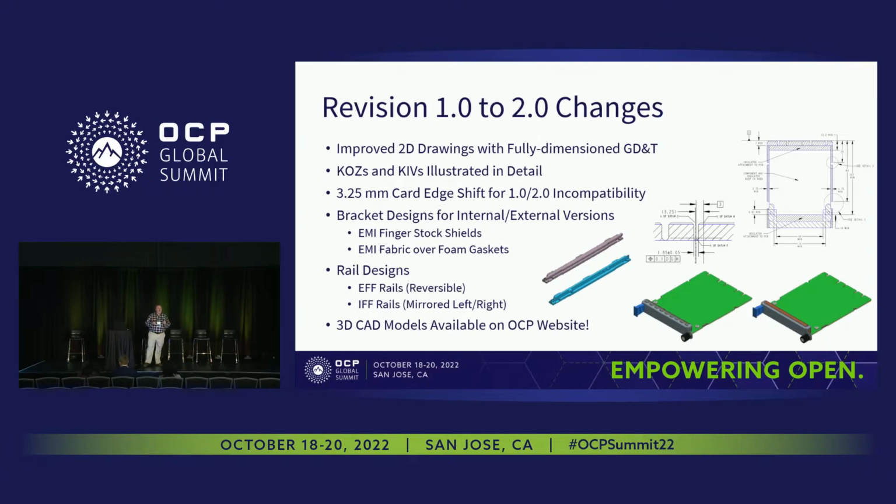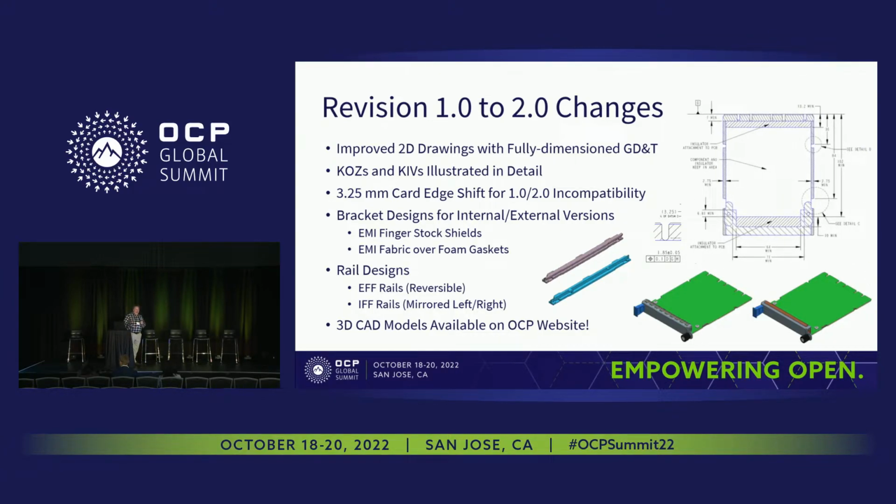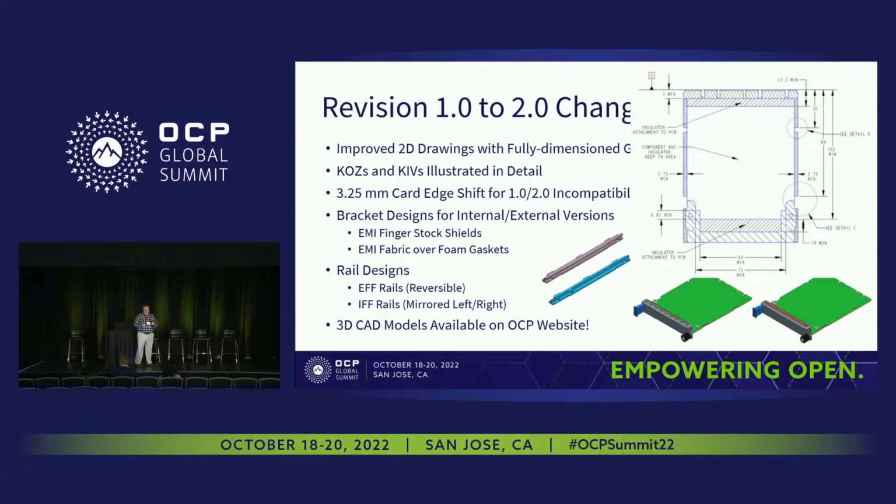So what changed between revision 1.0 and 2.0? First off, we had a lot of improved 2D drawings. You can see an exploded view there. We have fully dimensioned drawings. They're nice and clear, with a lot of clarity. You can see that everything's fully dimensioned with GD&T. Also, all of the keep-out zones and the keep-in volumes are detailed and cross-hatched. The intent was to be able to fully make a card from these drawings.